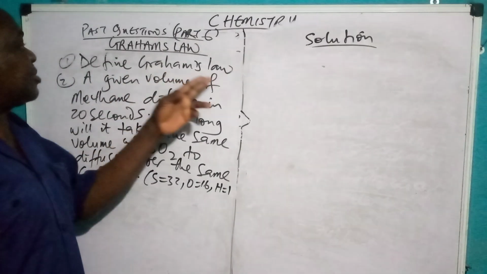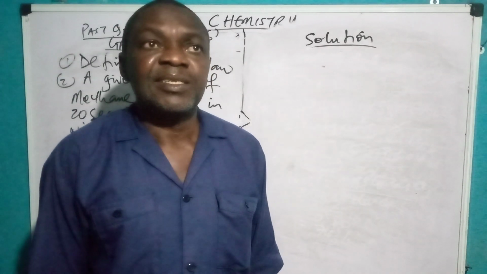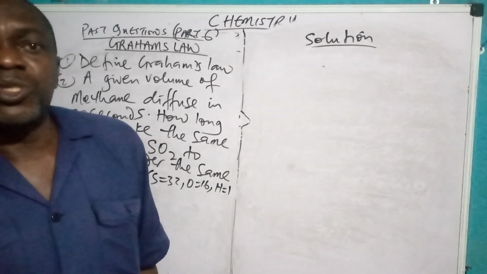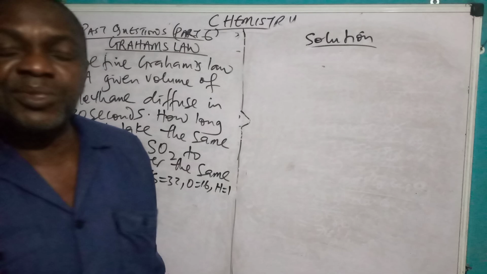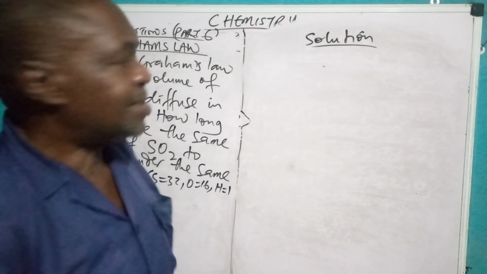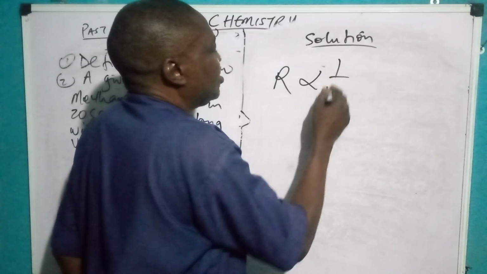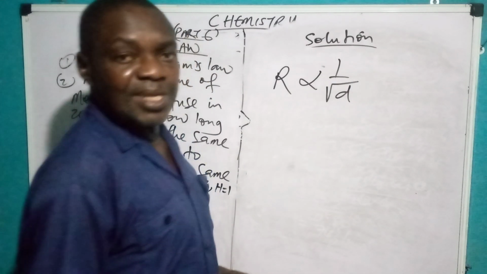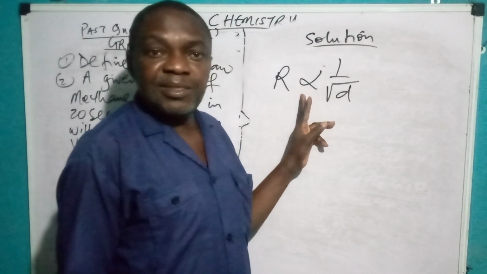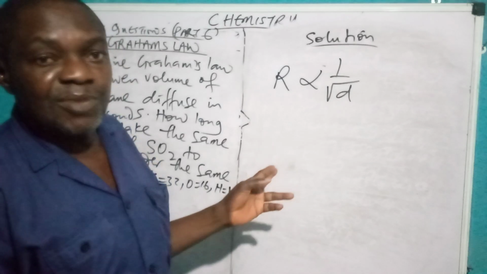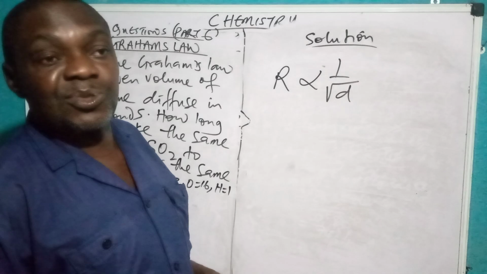So define Graham's law. Graham's law states that the rate of diffusion of any gas is inversely proportional to the square root of its density at standard temperature and pressure, or at constant condition. What are they actually saying? The rate of diffusion, we can take it as rate, is inversely proportional to the square root of its density at constant condition. Remember, when we are comparing, we must use two gases, and each of them will also have its own density.